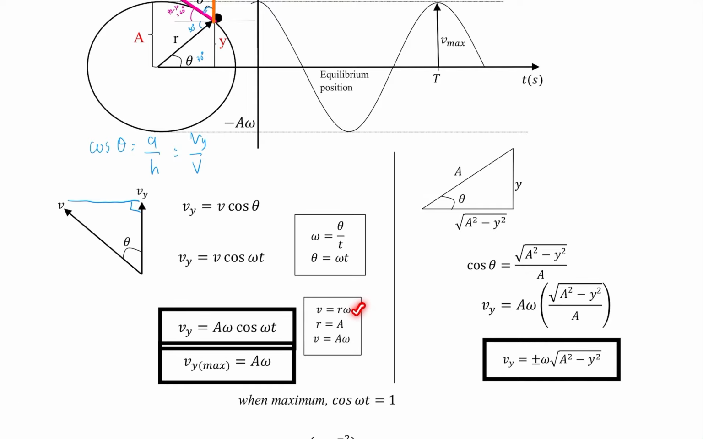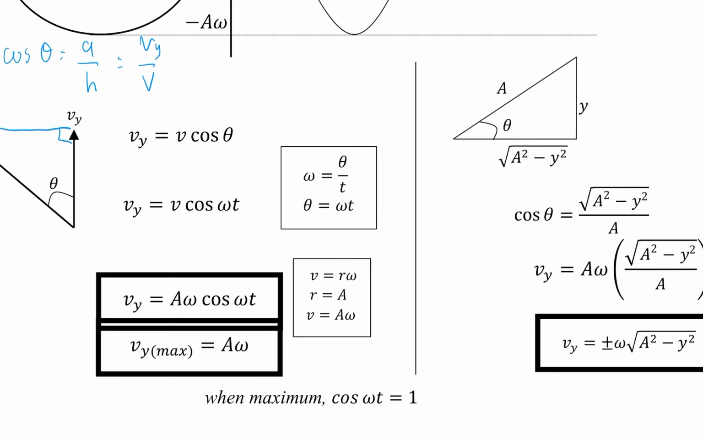Then V equals R omega. This is chapter 6. V equals R omega. Okay, we say R equals A, so V equals A omega. So Vy equals A omega cos omega t. For this case, if maximum displacement is amplitude, then the maximum velocity equals A omega only. Because when we have cos, sin and tan, the maximum value for this term equals 1. Don't believe it? Press the calculator.